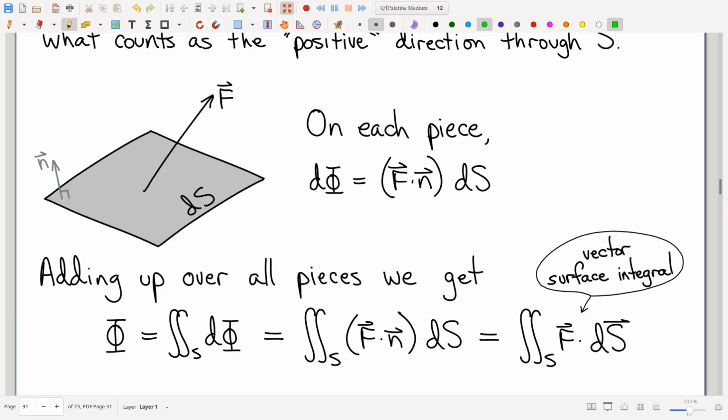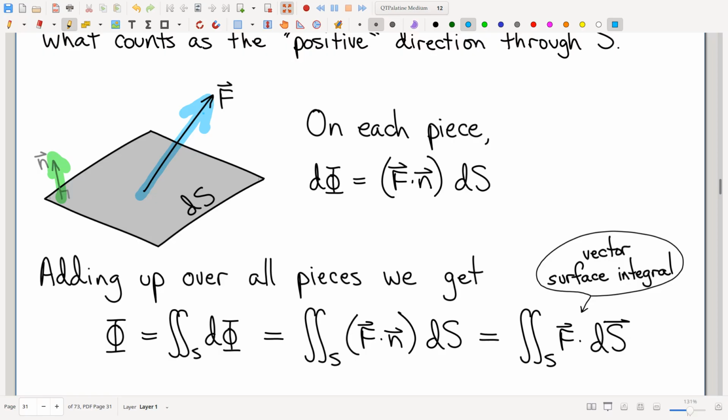Now you can see that in this little piece down here. If I choose this as my normal vector, and if I look at this flow of fluid like that, well, you can see that dot product's going to be positive. Said differently, this fluid is flowing the positive direction through the surface. So by virtue of this flux turning out to be positive, we can tell that we're talking about a flux in this direction through the surface, not in the other direction.